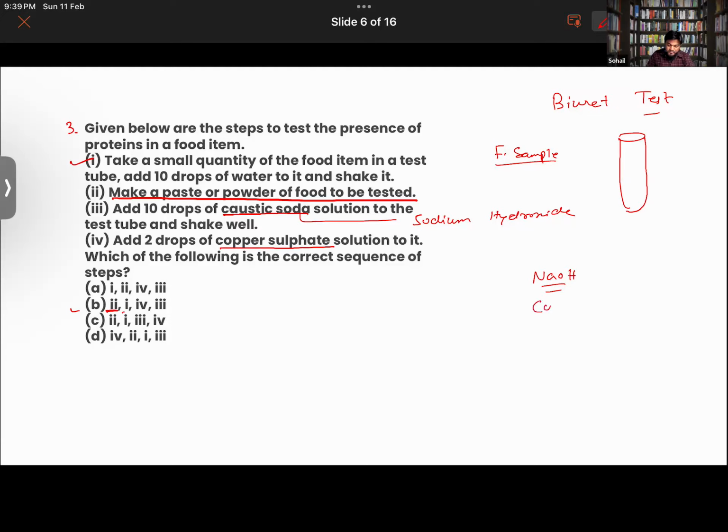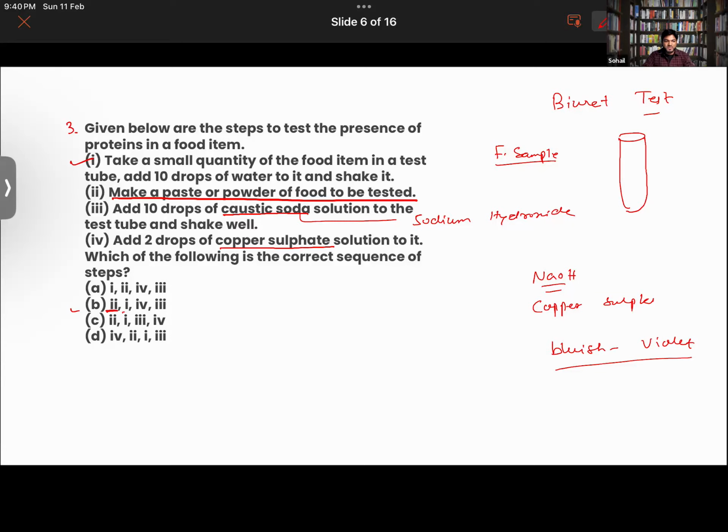Getting it? Copper sulfate is added next. And after that, what are you going to observe? You will observe that the color of the food changes to a bluish color, close to violet. When it turns bluish or violet, it indicates that protein is found in it. Getting it now? Okay, let me repeat all the steps to you.